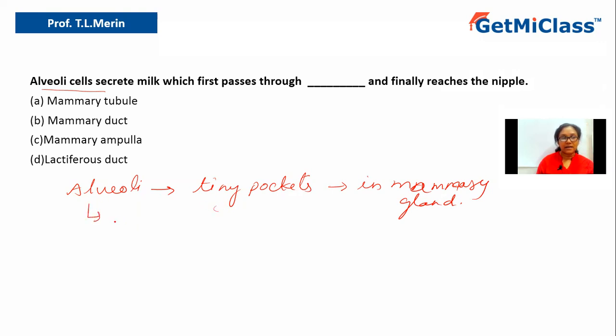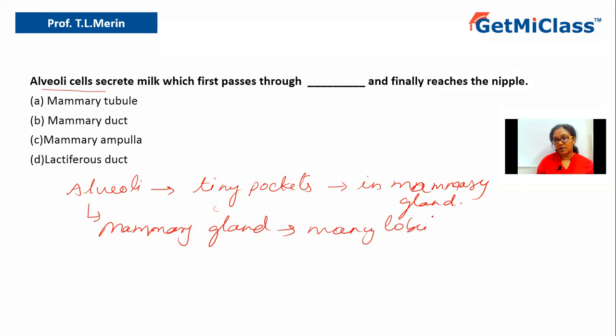So these alveoli, they consist of tiny tubules. If I have to tell you, the mammary gland is made up of many lobules, tiny subparts, you can say. And these lobules consist of a bunch of alveoli sacs, or just you can say alveoli. And each alveoli is a tiny pocket-like structure. They secrete milk and they store milk within these pockets, within these alveoli.